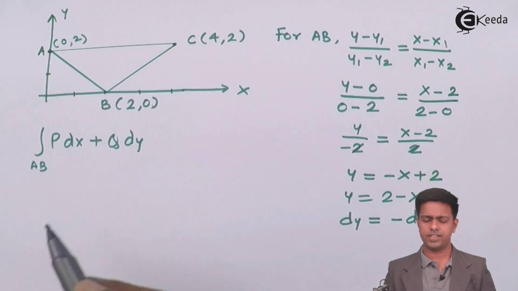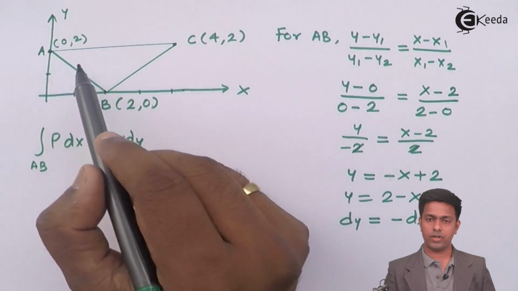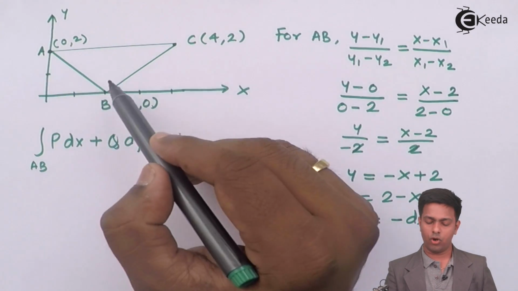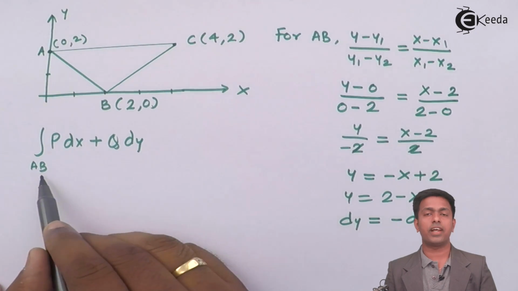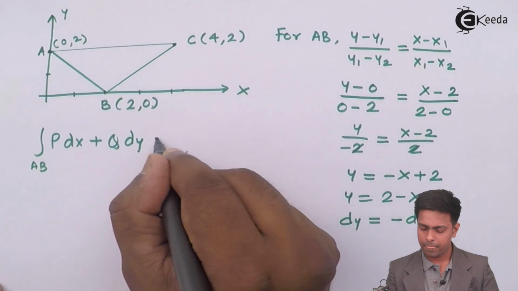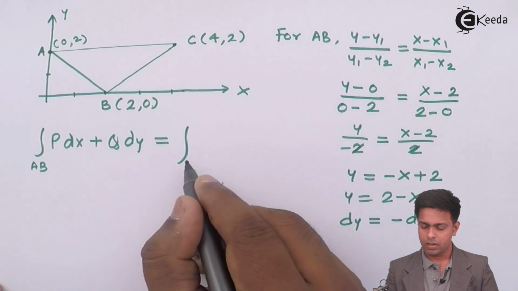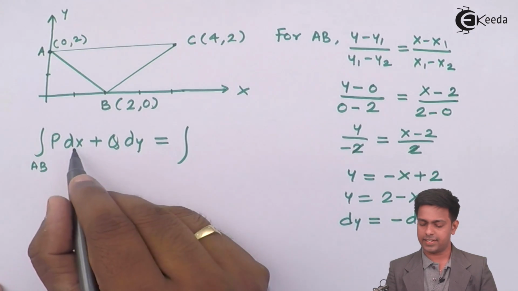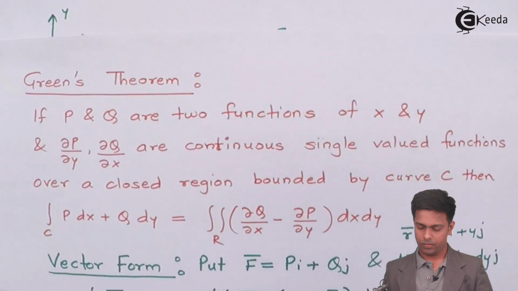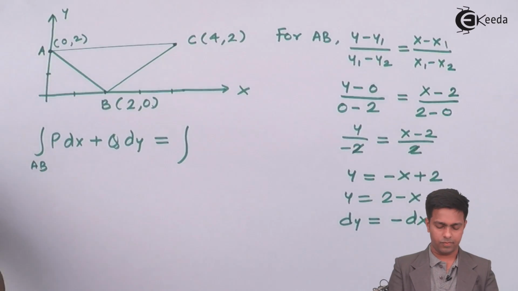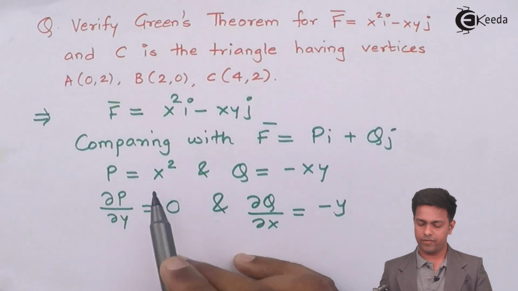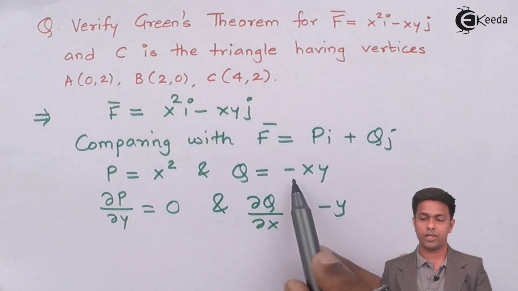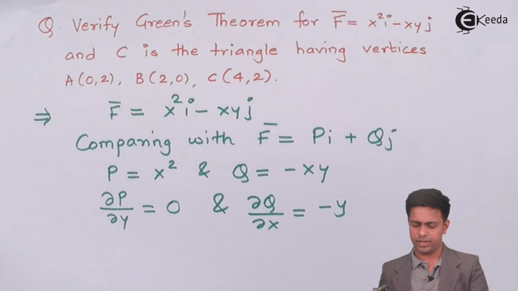So I can say C1, C2, C3, because here, guys, I'm going to find the line integral along AB, then along BC, and then along AC, and then we are going to add them to get the total line integral. So first I'm finding along AB. So this will become the integral of P dx. The value of P which we got here is x square, and the value of Q we got here is negative xy. So let's put these values over there.